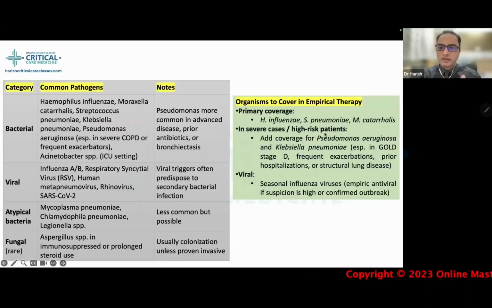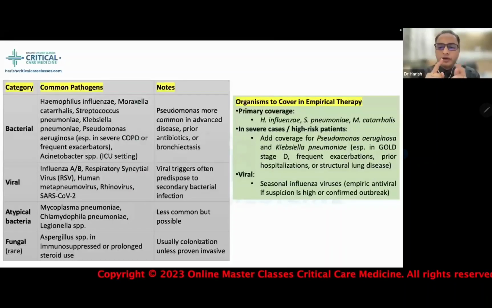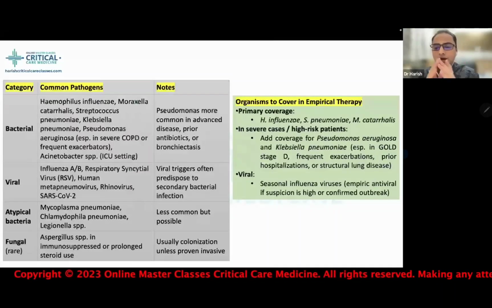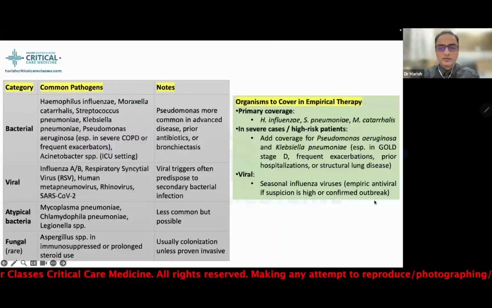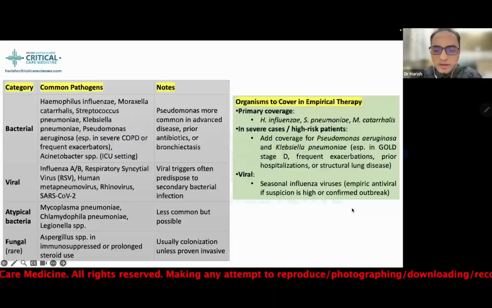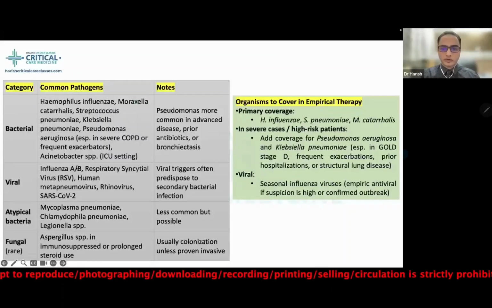In severe cases or high risk patients, we cover Pseudomonas, Klebsiella, especially in GOLD stage D, frequent exacerbation, prior hospitalization, or if they have underlying structural lung disease. So viral, definitely seasonal influenza virus. Empirical antiviral, if suspicion is high or confirmed with an outbreak, then we need to cover H1N1 pneumonia or COVID according to the outbreak of that particular virus.